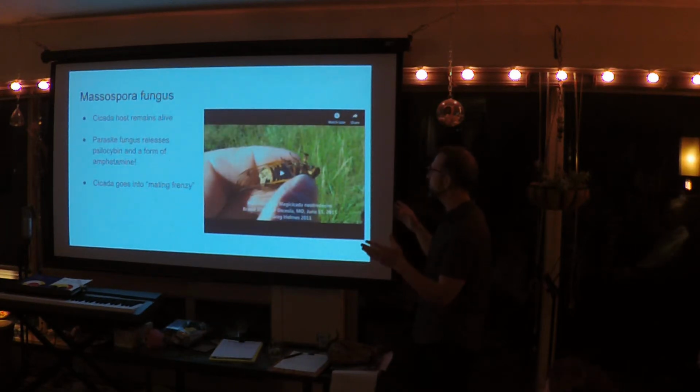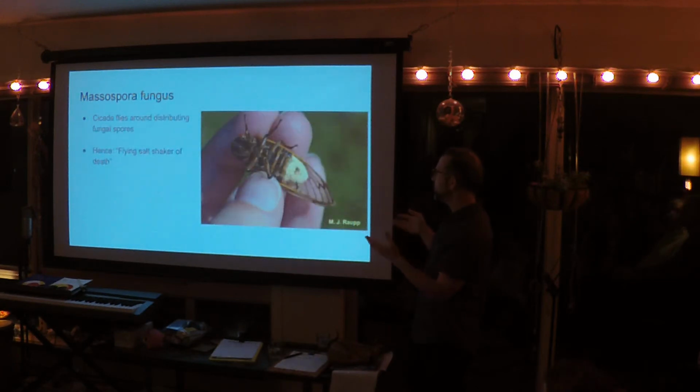It'll fly around all over the place trying to mate with things, but the rear third of its body is gone, and so it doesn't have any genitalia. It just keeps trying to mate with things, basically spreading spores all over the place. And the fungus, of course, is thrilled with this. Hence the nickname Flying Salt Shaker of Death.